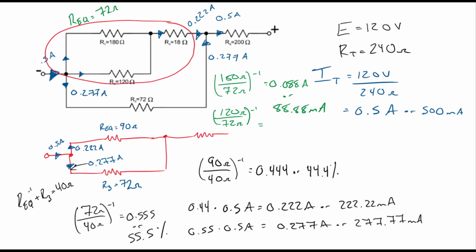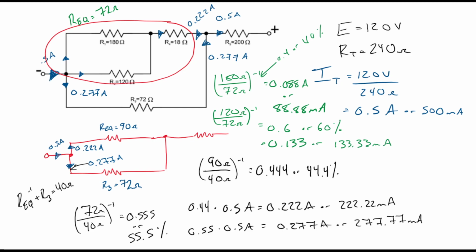So 120 divided by 72 is 60%, because if you remember, this was 0.4 or 40%. So this one has to be 0.6, or 60%, because that has to equal back to 100% of that 222 milliamps. So we take our 0.6, multiply that by our 0.222 amps, and we get 0.133, or 133.33 milliamps.